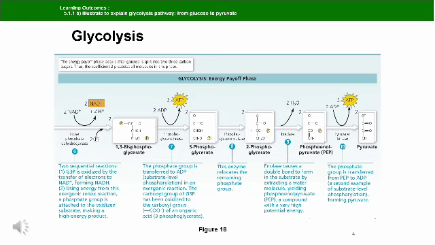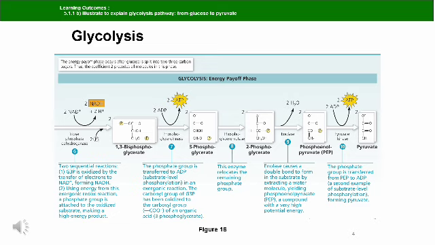3-phosphoglycerate is rearranged, isomerized to 2-phosphoglycerate by relocation of the phosphate group from the 3rd carbon to the 2nd carbon. Step 9. Dehydration. 2-phosphoglycerate is converted to phosphoenolpyruvate by removal of a water molecule.